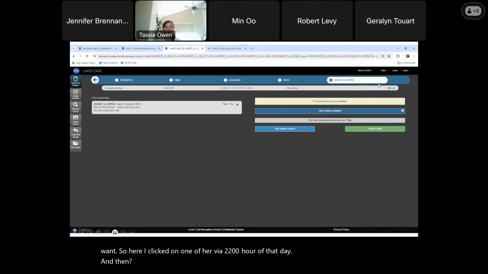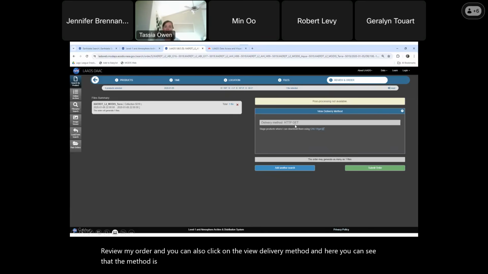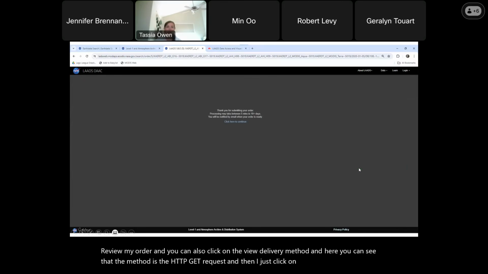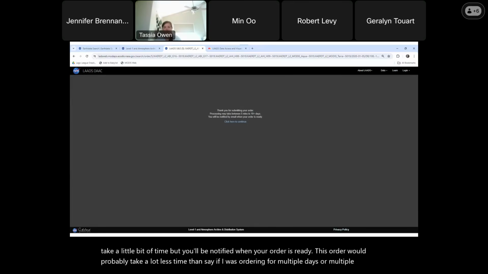Review my order. And you can also click on the view delivery method. And here you can see that the method is the HTTP GET request. And then I just click on submit order, and it would take a little bit of time, but you'll be notified when your order is ready. This order would probably take a lot less time than, say, if I was ordering for multiple days or multiple weeks over all different locations.